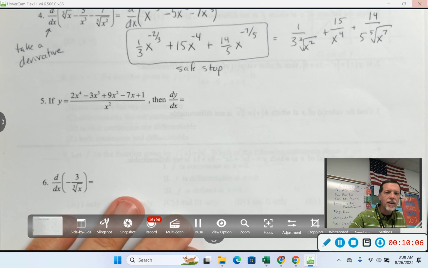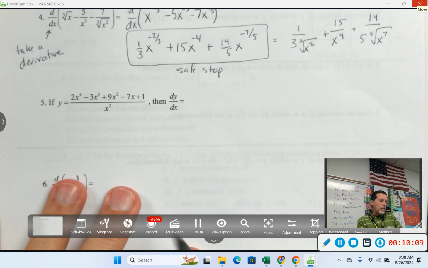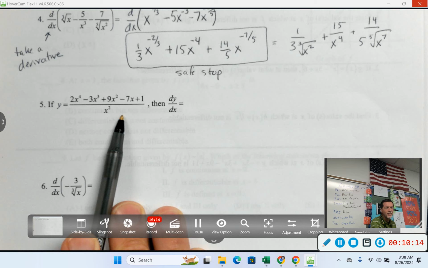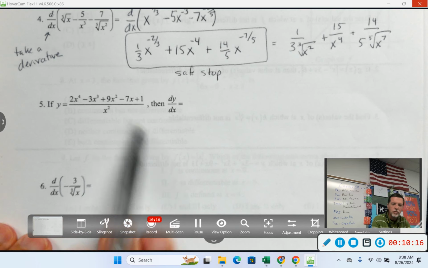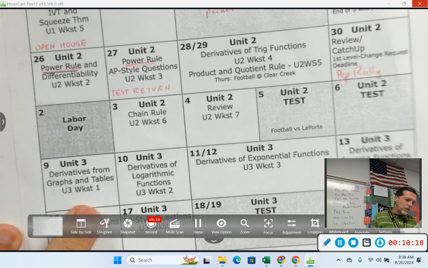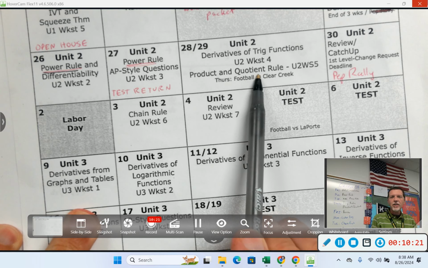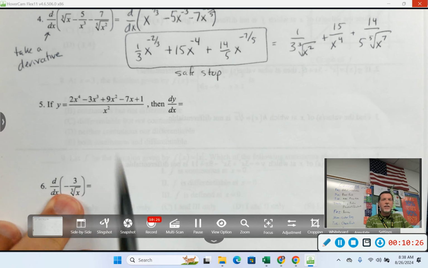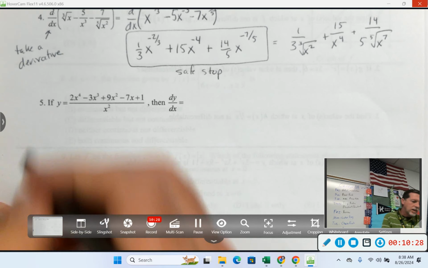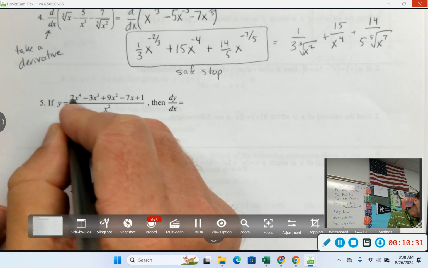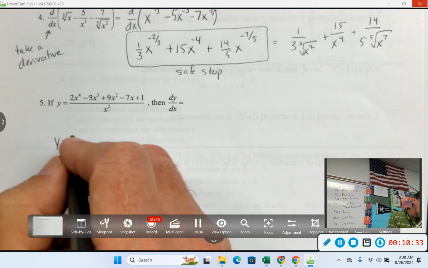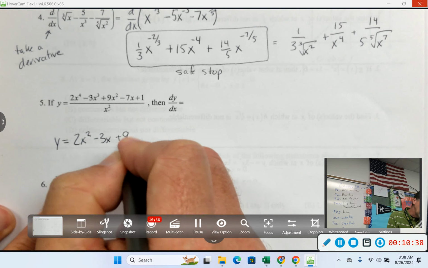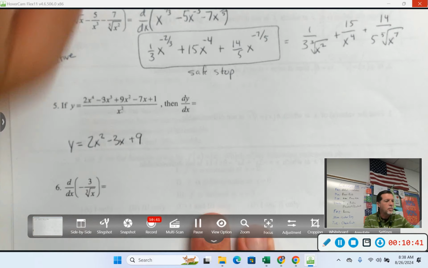Number 5, you can't take a derivative of the top and the derivative of the bottom separately. It would be really nice if you could, but there's a separate rule for that. That's called the quotient rule. We'll get to that on Wednesday. So I can't take the derivative of the top and the derivative of the bottom separately. That'd be nice, but it doesn't work that way. So I've got to do an algebra step. Let's divide all of those by x squared. So some of them are easy. 2x squared minus 3x plus 9. Got it. That's the easy part.